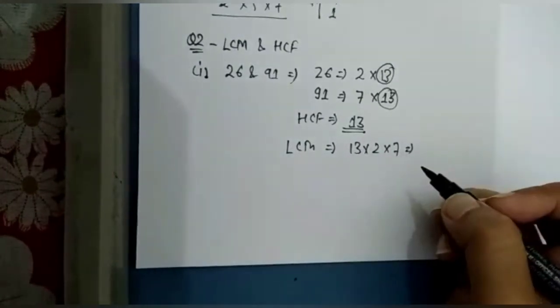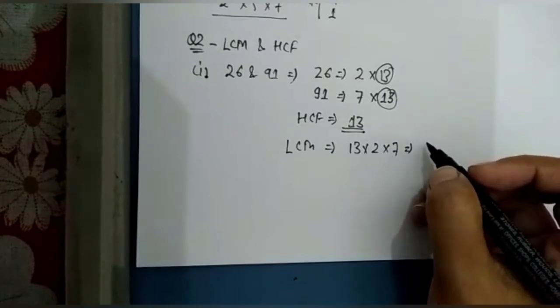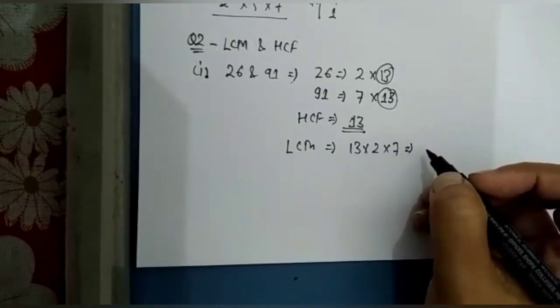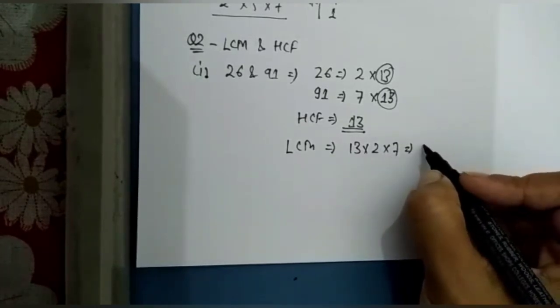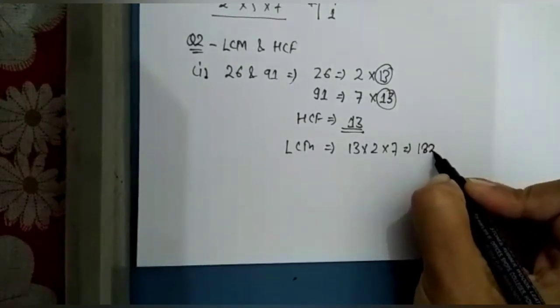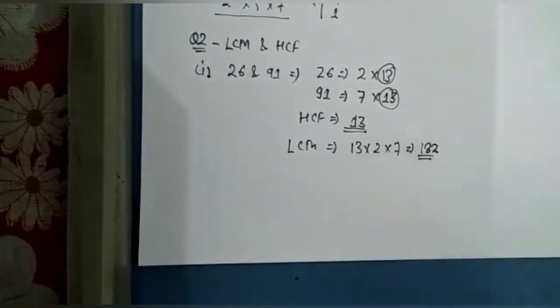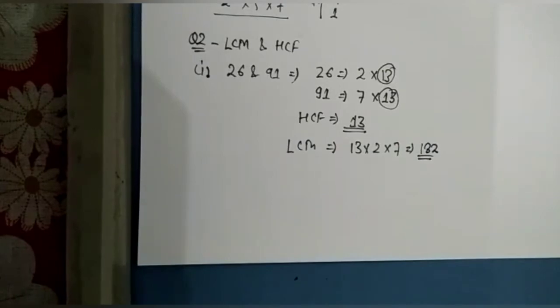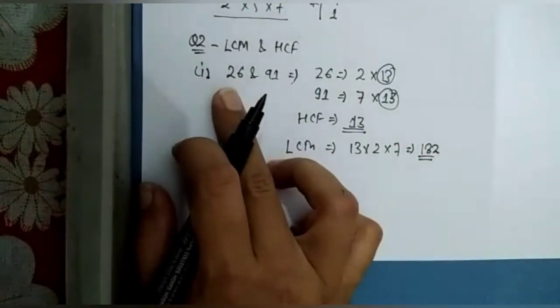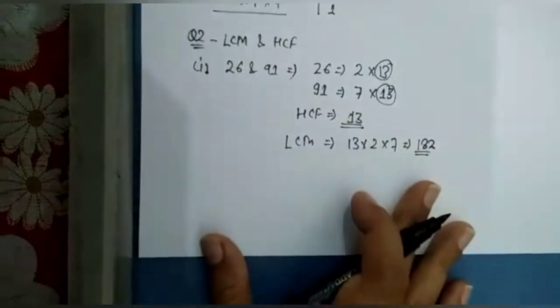That is equal to, you can multiply this and you will get your answer. That will be 182. That will be your answer. Following this option, you can do the other options of question number 2.